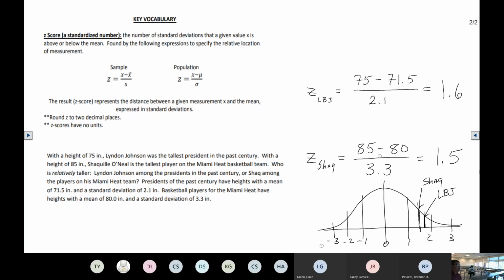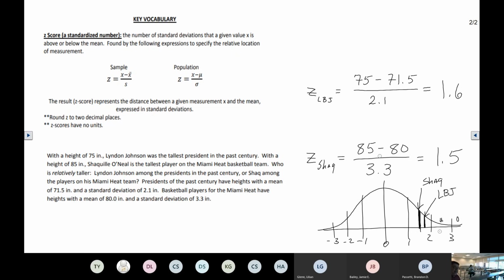Write that down. LBJ is closer to unusual or outliers. That's how I remember. The closer you are to unusual and outlier, that's the further you are as far as the ER, in this case, taller. Here is unusual, and here is outlier. LBJ is closer.